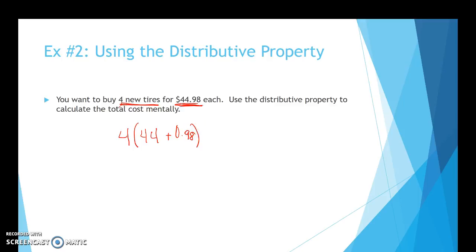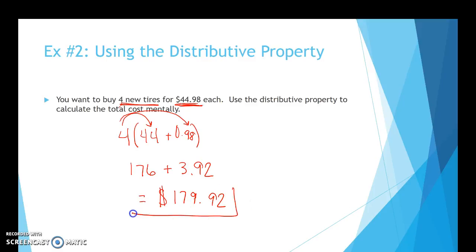And now we'll solve this using the distributive property. So what we're going to do is distribute 4 to 44. So 4 times 44 is 176 plus 4 times 0.98, which is going to be 3.92. Then I'm going to add this together to find the total cost of my 4 new tires, and it's going to be 176 plus $3.92, which is $179.92. So $179.92 for the cost of those new tires.